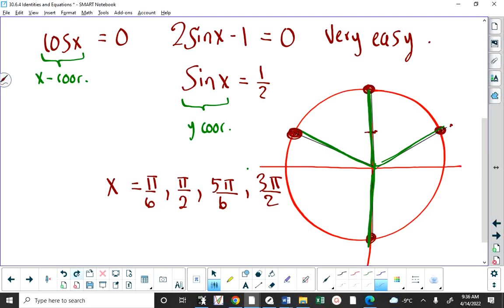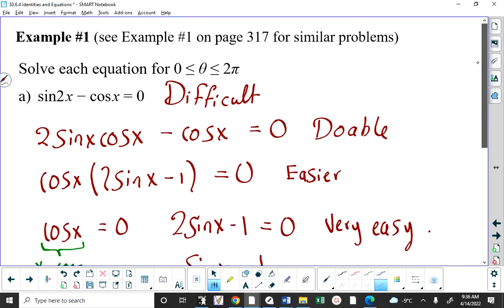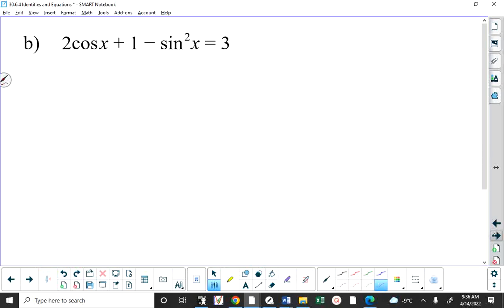So you will note as well for example 1, and there's a part B, if you go to page 317 of your textbook, there's a similar set of problems. Let's try B now. 2 cos x plus 1 minus sine squared x equals 3. The reason why this is not solvable in its current form is it contains a mixture of sines and cosines. And it's a different kind of mixture.